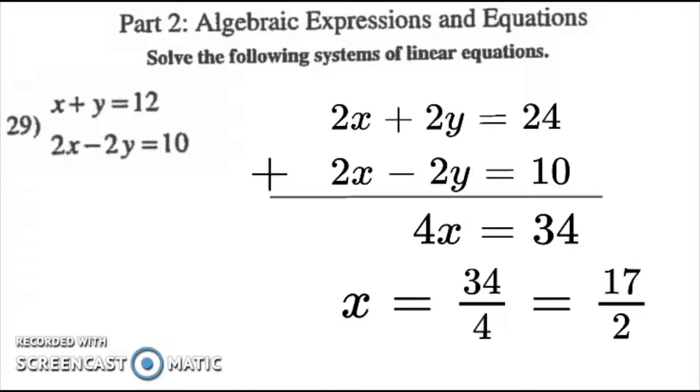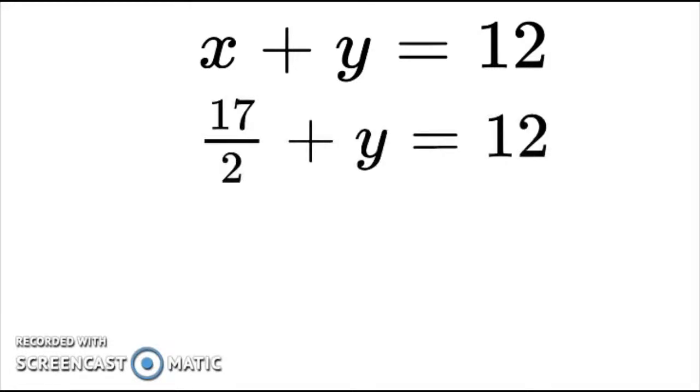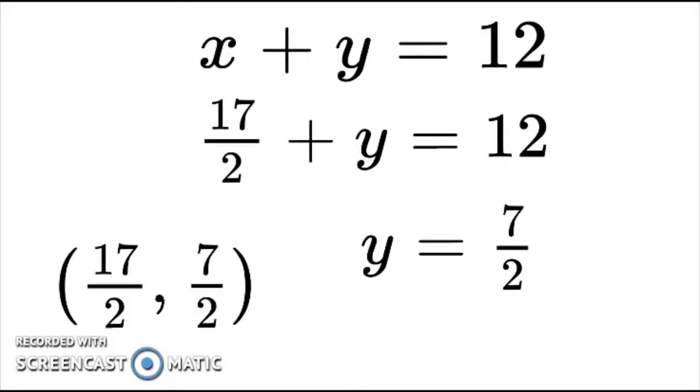Okay, so I now have x. I need to find y. So I'm going to substitute in 17 over 2 for x. So then I subtract 12 and 17 over 2, and I get 7 over 2. So my solution, my ordered pair, would be 17 over 2 and 7 over 2 for my answer.